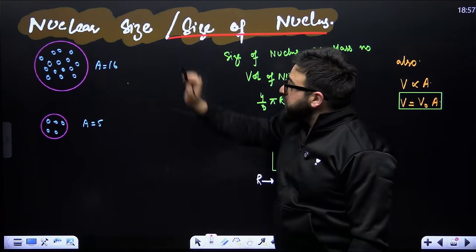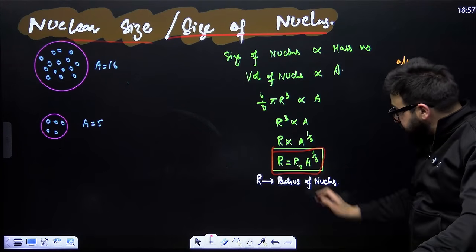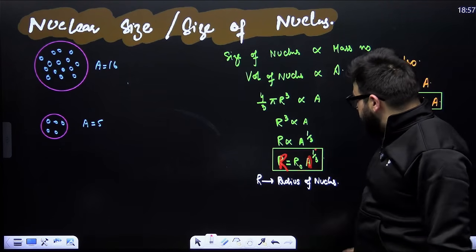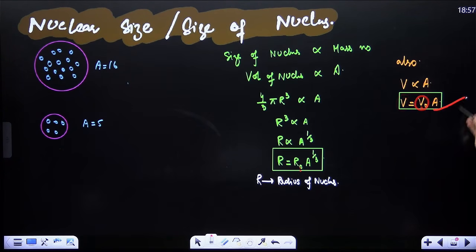And the size of the nucleus, or nuclear size. When we talk about nuclear size, that means the radius of the nucleus. We can write it like this: the radius of the nucleus is R naught into A raised to the power 1 by 3. A means the mass number, and R naught is a constant. Or we say the volume of the nucleus is V naught into A.